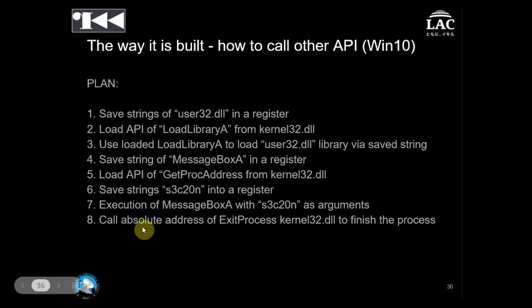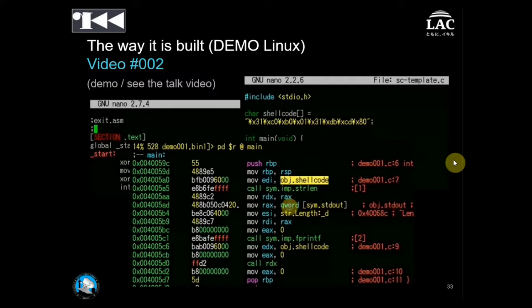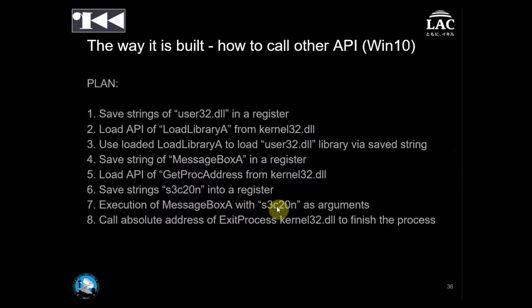So afterwards we can use the know-how that we did before over here, the absolute address, which we can use for invoking the exit process in the kernel32 DLL to finish the process. So this is the plan.